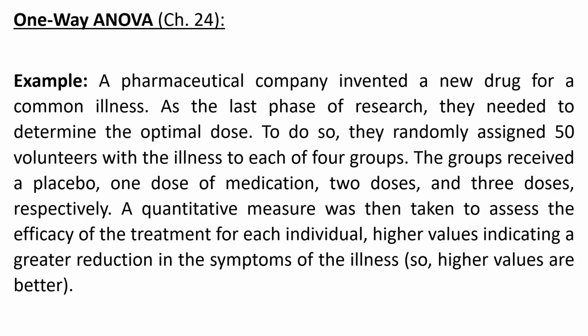Moving on to one-way ANOVA. Here we're imagining a pharmaceutical company invented a new drug for a common illness. As the last phase of research, they needed to determine the optimal dose, and so to do so, they randomly assigned 50 volunteers with the illness to each of 4 groups. The groups received a placebo, 1 dose of medication, 2 doses, and 3 doses, respectively. A quantitative measure was then taken to assess the efficacy of the treatment for each individual, higher values indicating a greater reduction in the symptoms of the illness. So in other words, higher values mean the medication or the dosage was more effective.